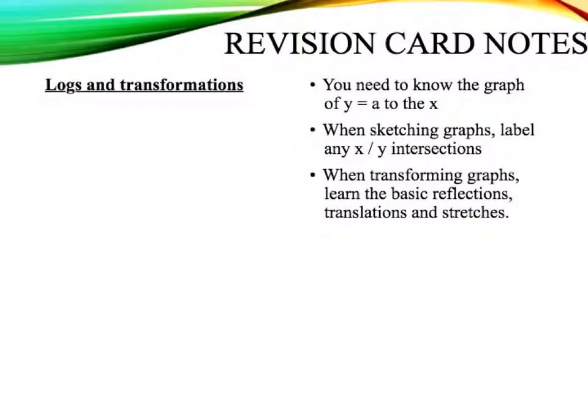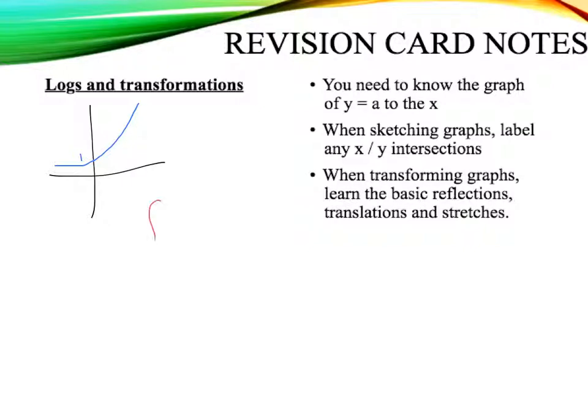Okay, and then this is the final part for the revision notes. Make sure that you know what the graph of y equals a to the x looks like. If we're drawing that out very roughly, we're going to get something that looks like this, where it crosses through at 1. When you're sketching any graphs, make sure you label any axes, any x and y intersections on your axes there. And when you're thinking about your transformations of graphs, make sure that you learn your basic reflections, translations and stretches.